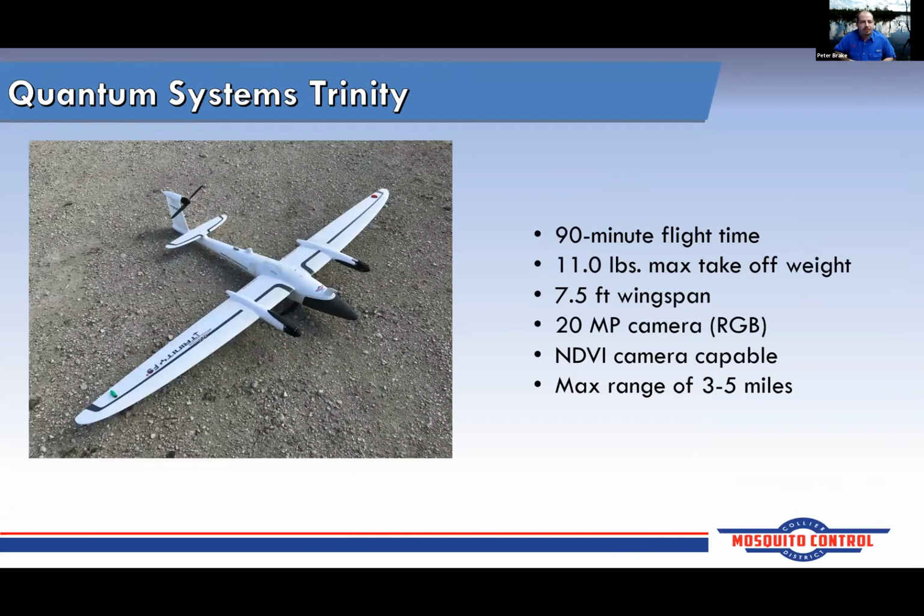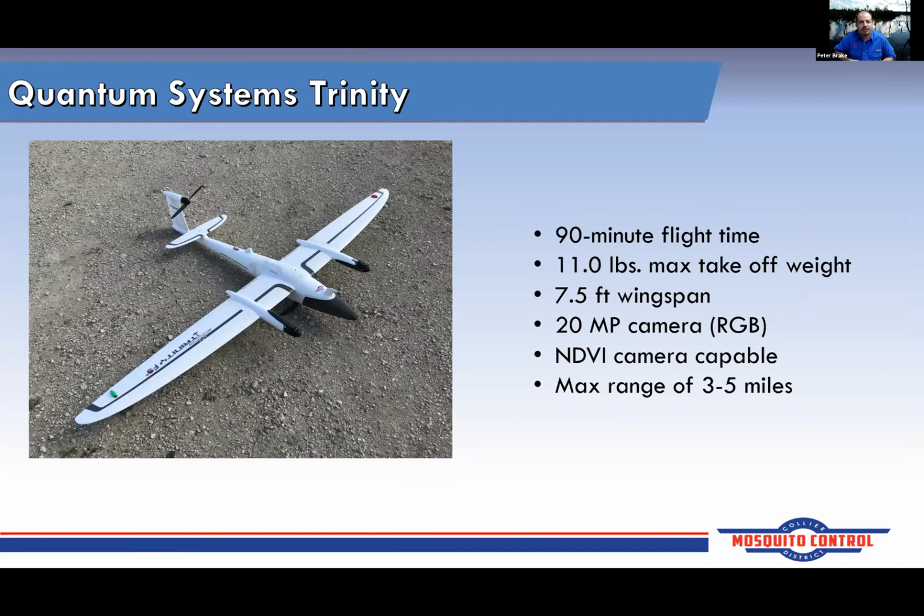The Quantum Systems Trinity is mainly used for larger areas, over 100 acres usually. The flight software is installed on a laptop or PC and uploaded to the aircraft, and because it operates under a different controller, it can fly longer, making the mapping process more efficient without heat being a factor for the aircraft or controller.